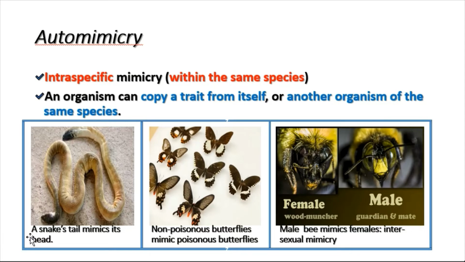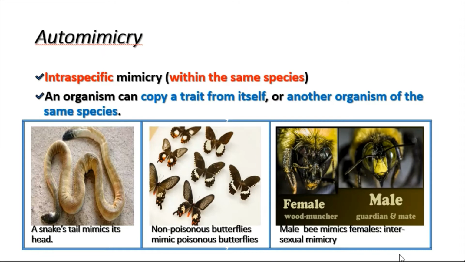In another vein, we can have butterflies. Some species of butterflies, being more dangerous, can copy organisms in the same species that are more poisonous than them.